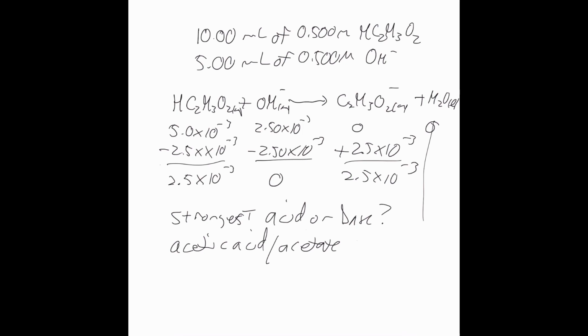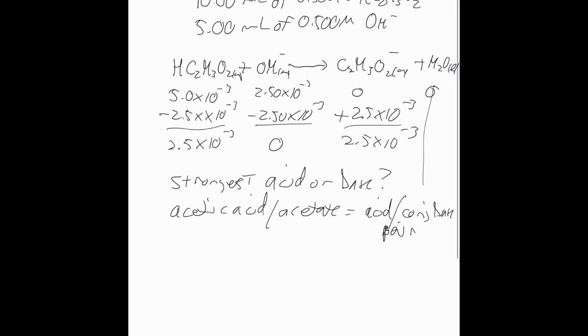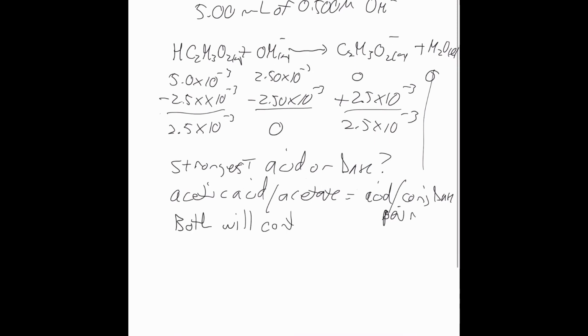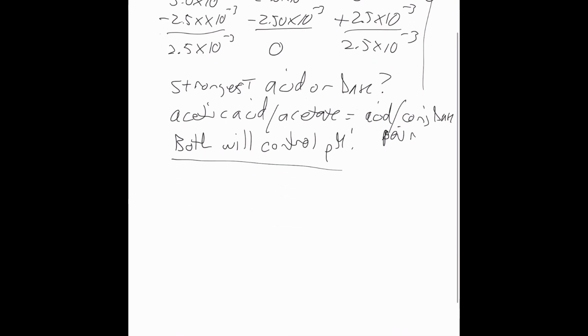Now, we could choose, and if we went by Ka's, we would choose acetic acid. However, you have to notice something. This is an acid conjugate base pair. So they go together. So if we're going to use one, we have to use both. So both will control our pH in this case.